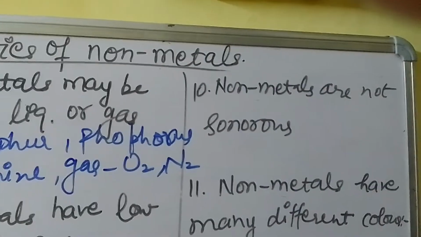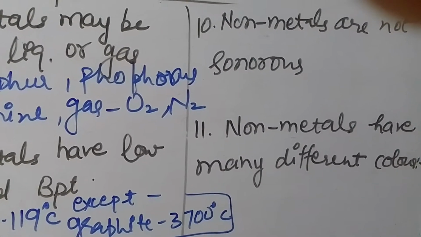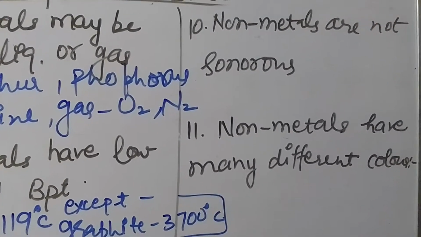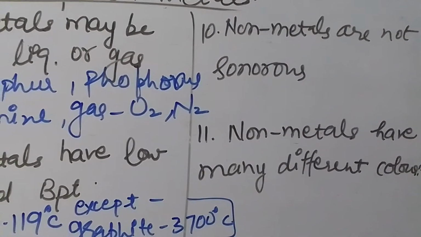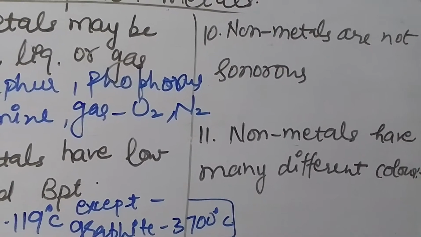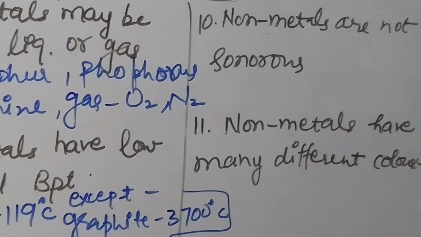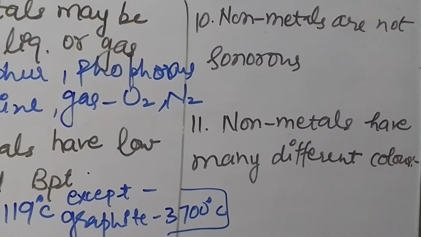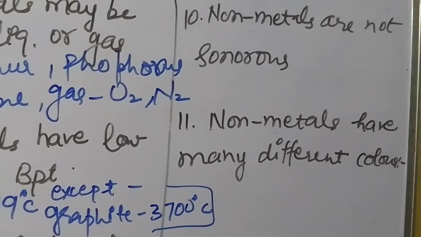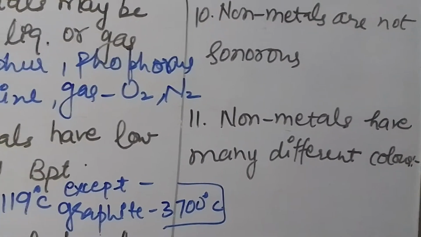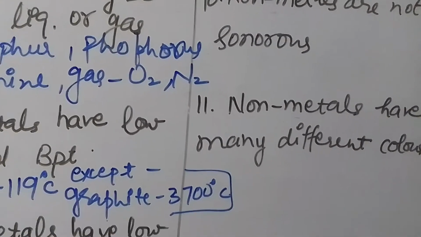Non-metals are non-sonorous. We already talked about sonorous. What is sonorous? When we strike a metal with a hammer, it produces a sound. But in non-metals this does not happen, because mostly non-metals are in gaseous form in nature. So they are not able to produce a sound.